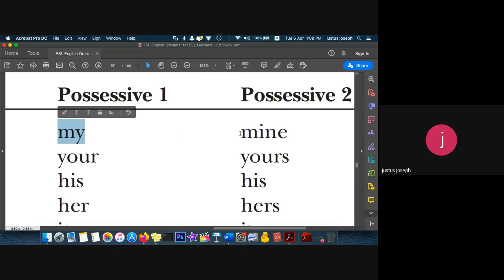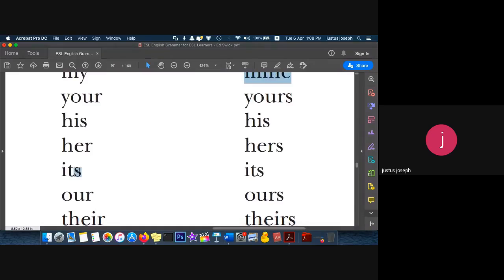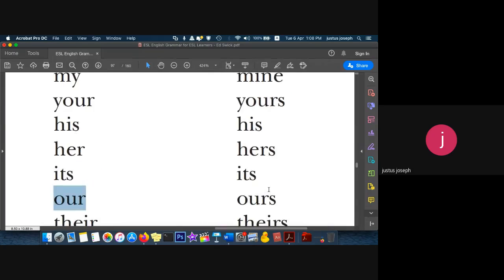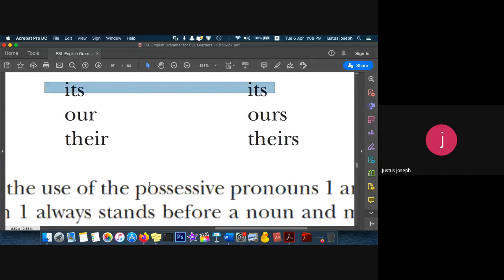Exceptions: my becomes mine. His remains as it is. It also ends with an S, so it remains as it is. Our becomes ours. Their becomes theirs. That's it. All you're doing is putting an S there. Exceptions are this guy and this guy. And possibly you can also consider its to be an exception here. Okay, so coming back.